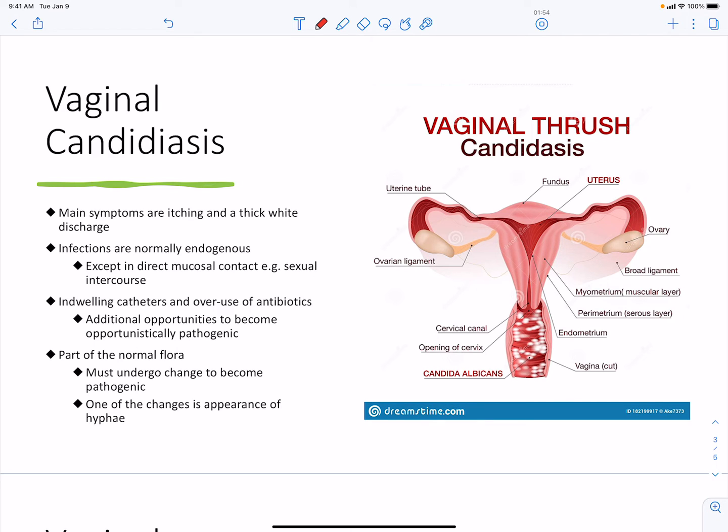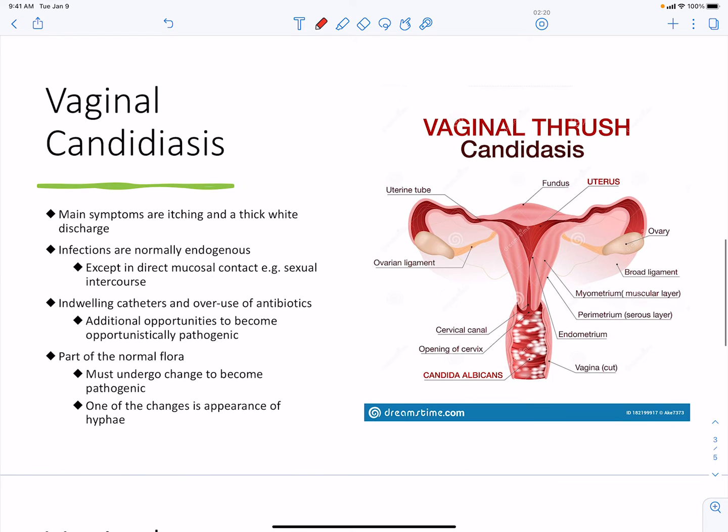Antibiotics are going to wipe out your normal flora bacteria. They typically are not going to harm Candida, and so Candida then will be able to grow or have overgrowth. So one of the things about Candida is, as a normal flora fungus, it has just its yeast form. When it becomes invasive, it has a change to a pathogenic form in which it has appearance of pseudohyphae.